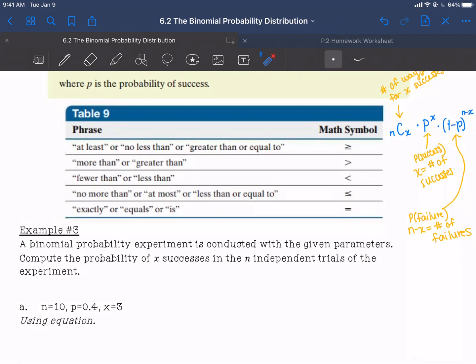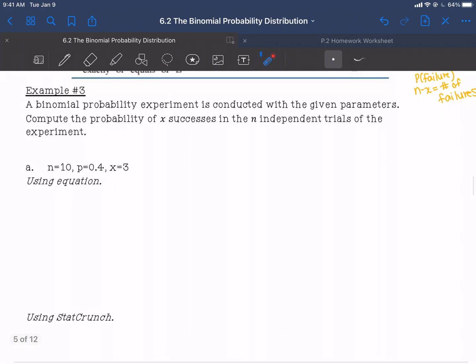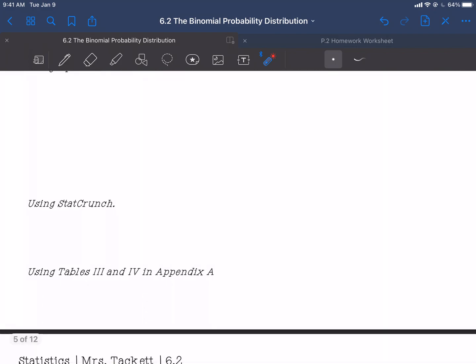All right, so in example 3, a binomial probability experiment is conducted with the given parameters. Compute the probability of little x successes in the n independent trials of the experiment. So we have no context here. We're just given what n is, what p is, what x is, and we're going to use the formula and StatCrunch, and I'm going to show you how to use a table.